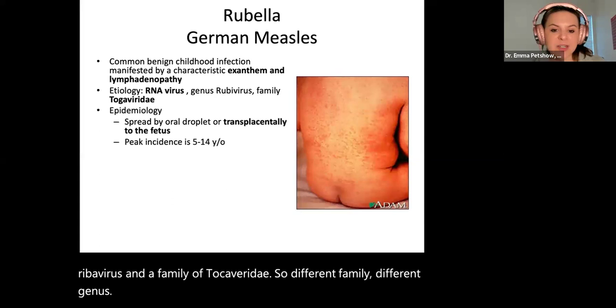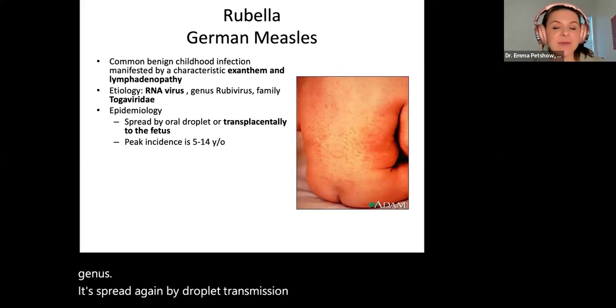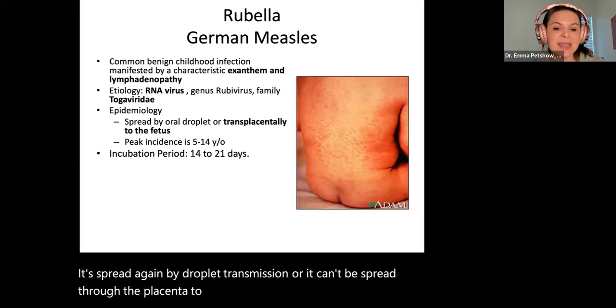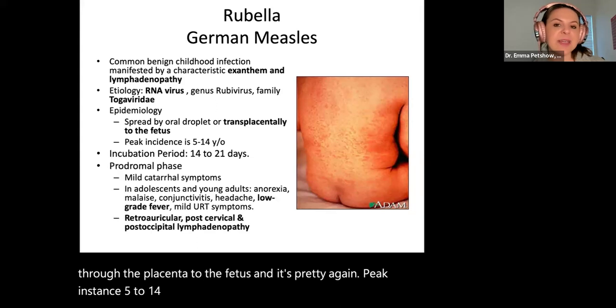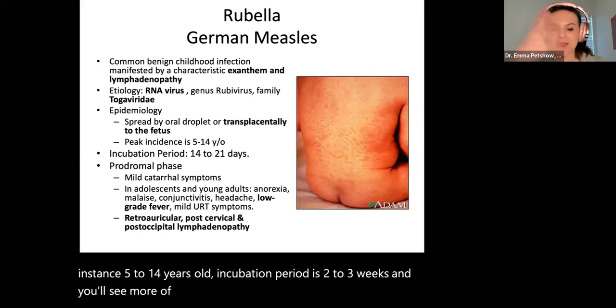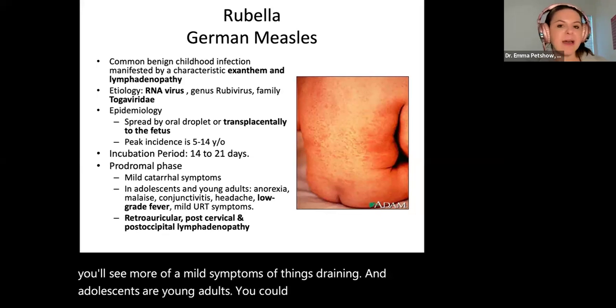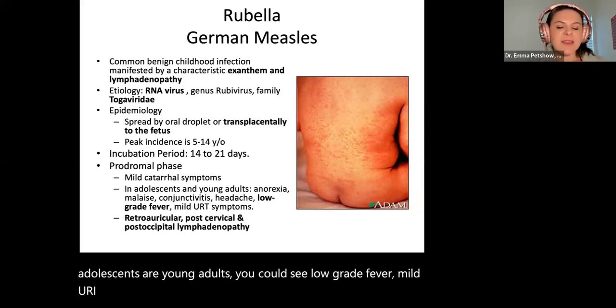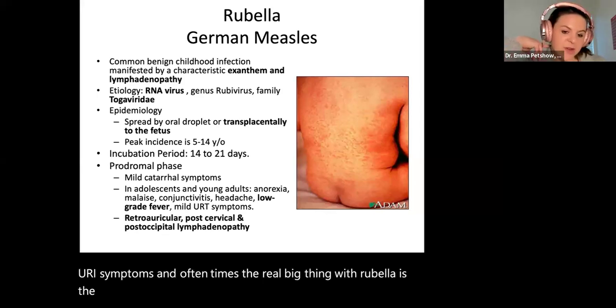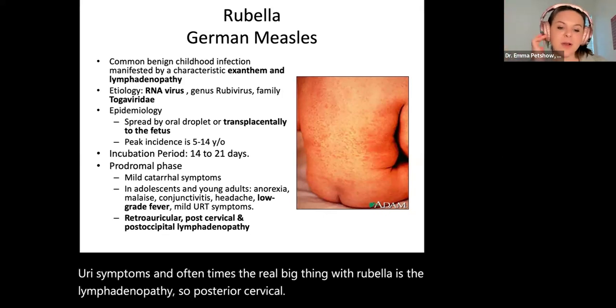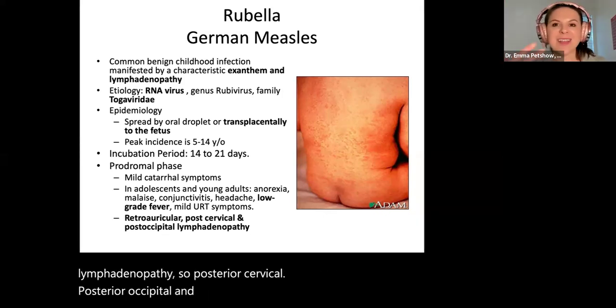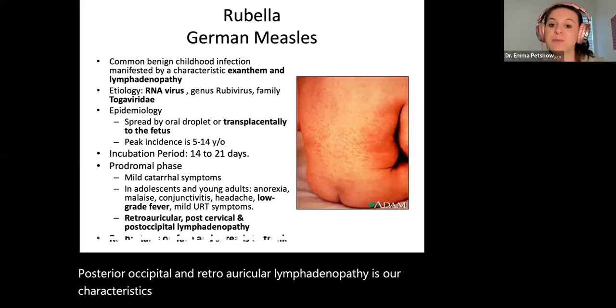It's spread again by droplet transmission, or it can be spread through the placenta to the fetus. And again, peak incidence is 5 to 14 years old. Incubation period is 2 to 3 weeks. And you'll see more mild catarrhal symptoms of things draining. In adolescents or young adults, you could see low-grade fever, mild URI symptoms, and oftentimes the real big thing with rubella is the lymphadenopathy. So posterior cervical, posterior occipital, and retroauricular lymphadenopathy is characteristic of German measles or rubella.